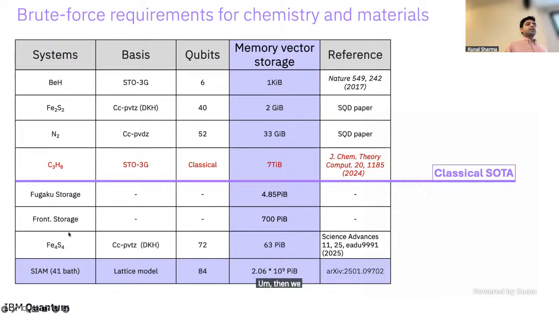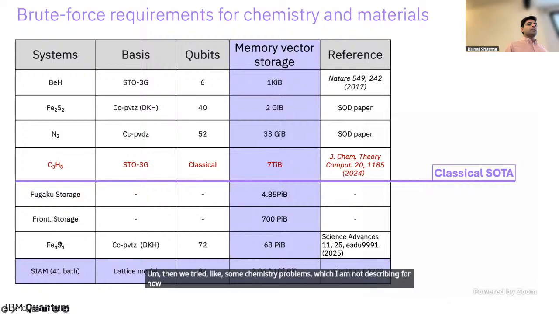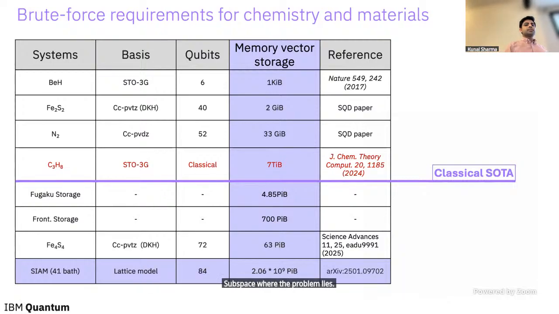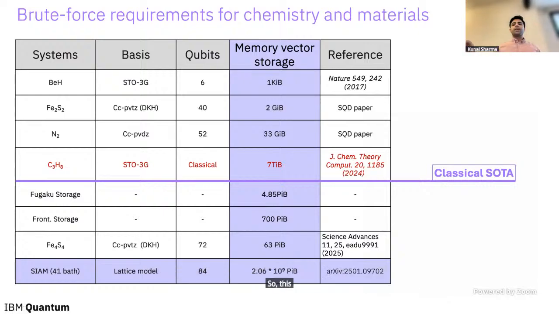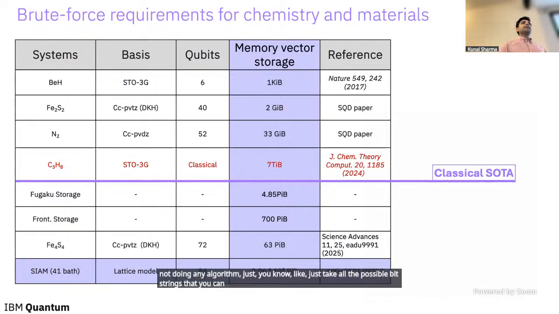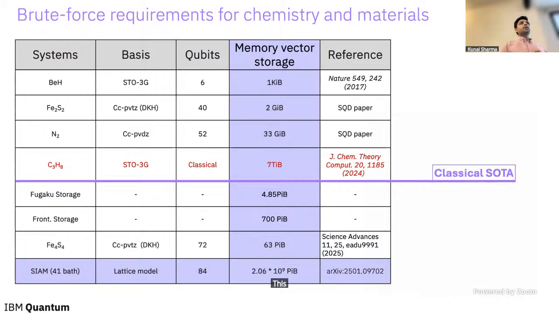Then we tried some chemistry problems, which I'm not describing for now, but for this chemistry problem, the memory requirement to diagonalize in the subspace where the problem lies is this much. And for the impurity model that we are trying here, the memory requirement is about 8 orders of magnitude more than what we were doing for chemistry. So this is just to say that if you did brute force diagonalization, not using any algorithm, just taking all the possible bit strings and diagonalizing, this is the memory requirement you get, which we cannot solve by brute force.